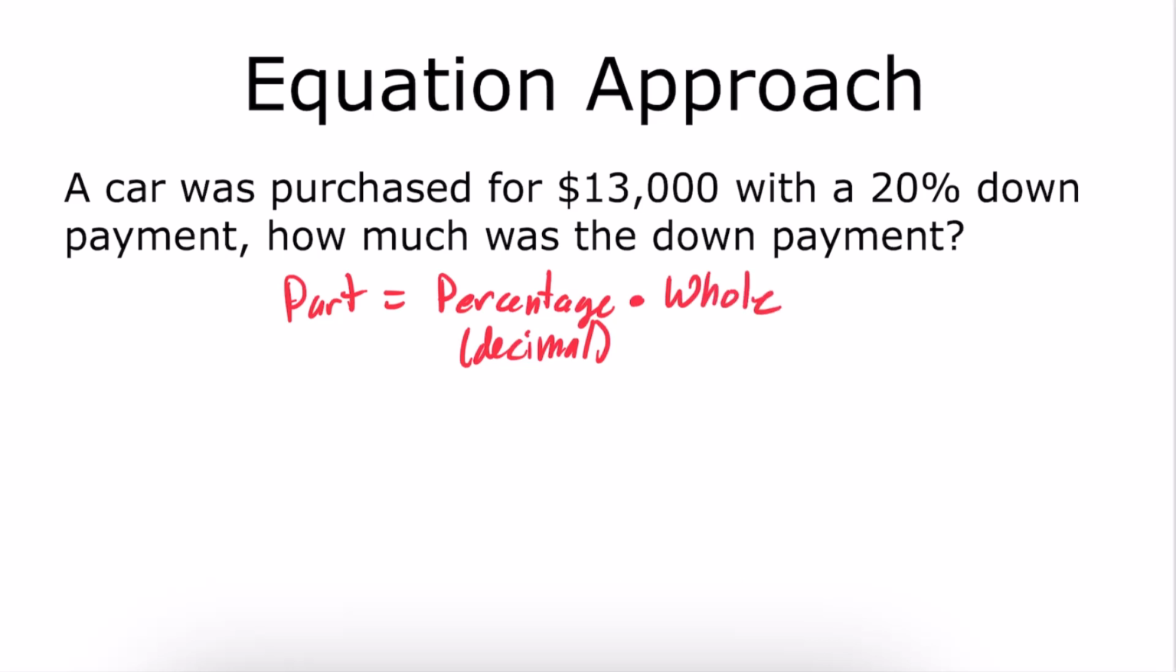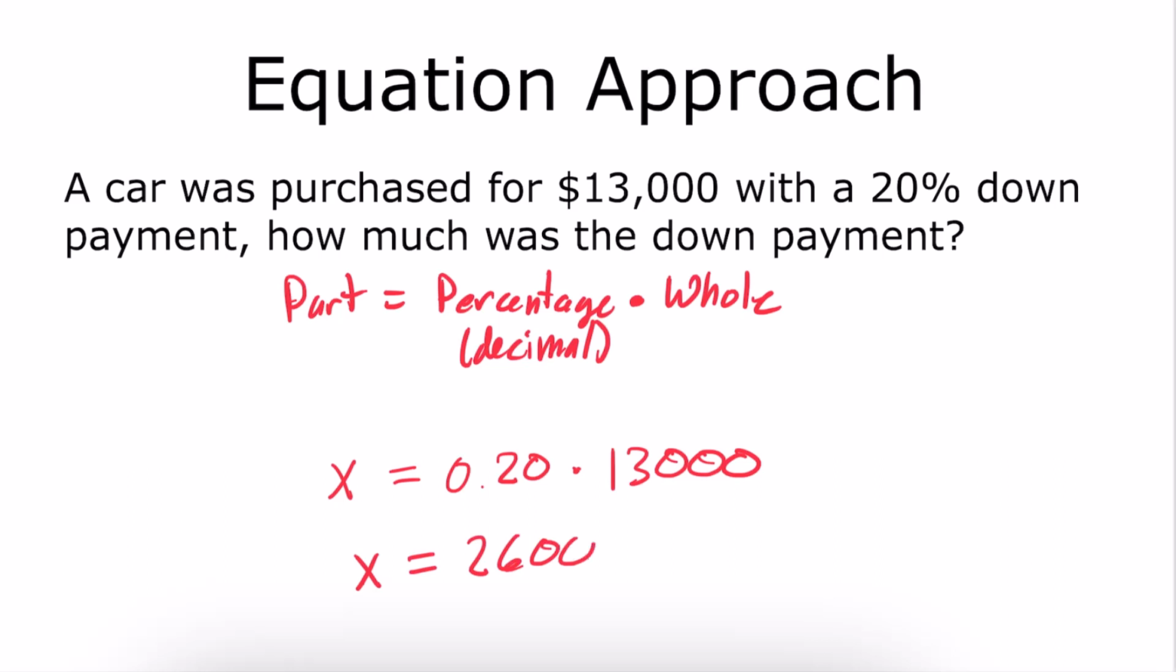And so in this case, since I'm looking for the down payment, that's my part, and I'm going to have the thing I'm looking for, x, which is the down payment, equal to the percentage, which was 20%, so 0.20, times 13,000. And if you take your calculator and calculate out 0.20 times 13,000, that tells you that x equals $2,600, which is the same thing that we got on our previous slides, and this would be our answer in this case.